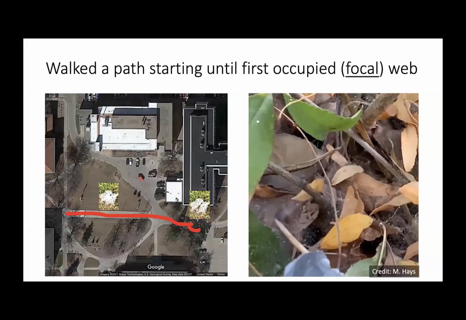Starting at the intersection of the path, we walked a random direction along a path, all the time searching for funnel webs. And we would stop at each funnel web we found and determined whether or not a spider was present. And in order to do that, we used a vibrating toothbrush with a toothpick duct-taped on the end, because the spiders are very responsive to this prey stimulus. So here's an example of how that would work.